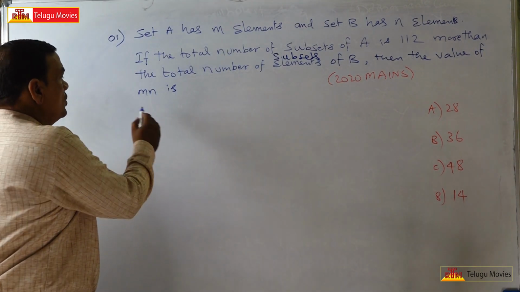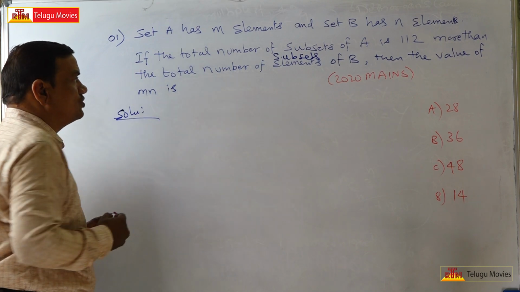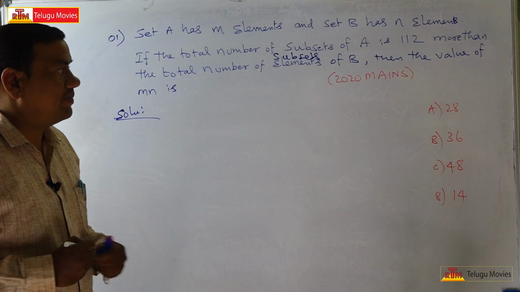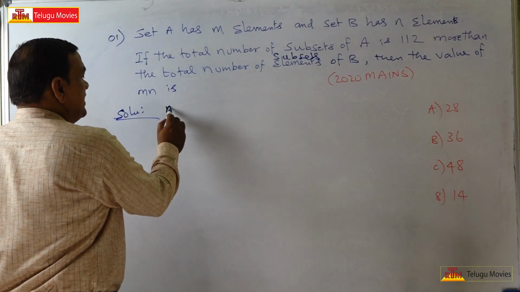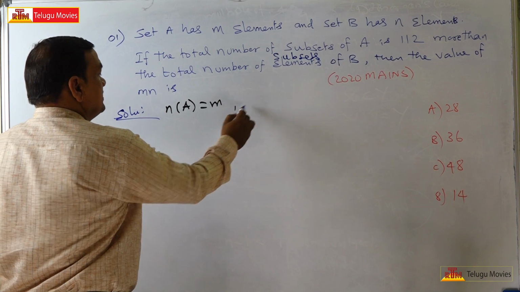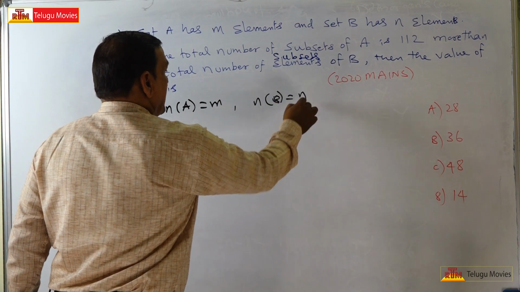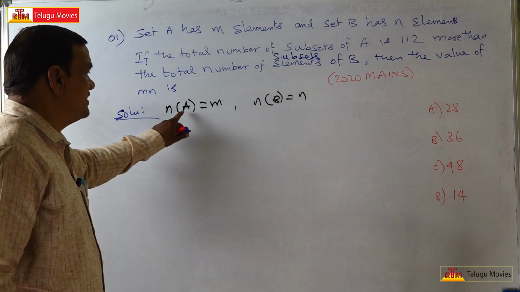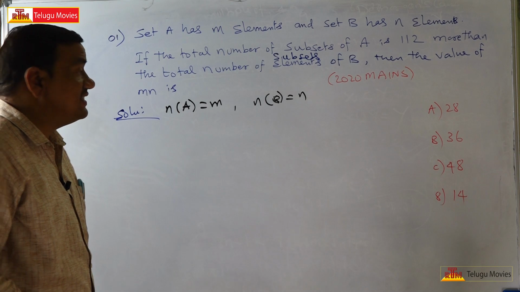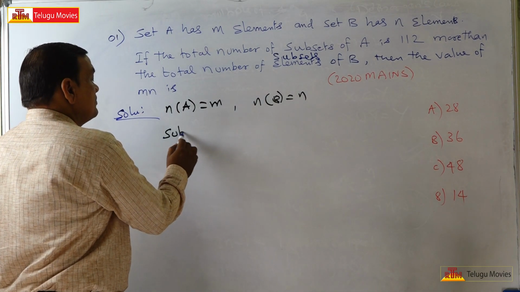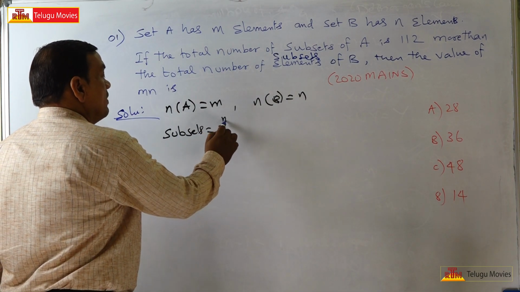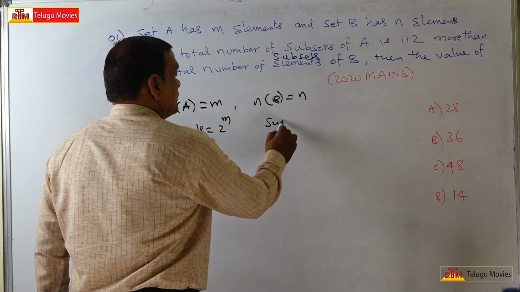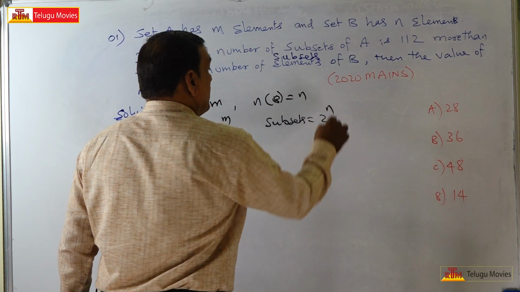See here, the question is very clear, but it was asked in the 2020 Mains examination. Set A has m elements, set B has n elements. So the problem is regarding subsets. If a set A has m elements, how many subsets will it have? The number of subsets is 2 power m. Set B has how many subsets? We have the formula 2 power n.